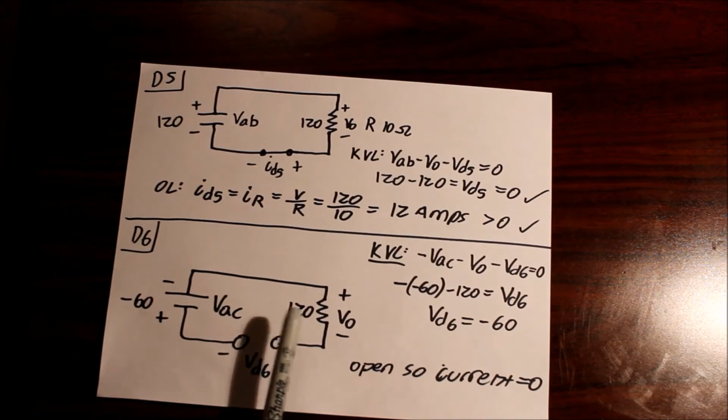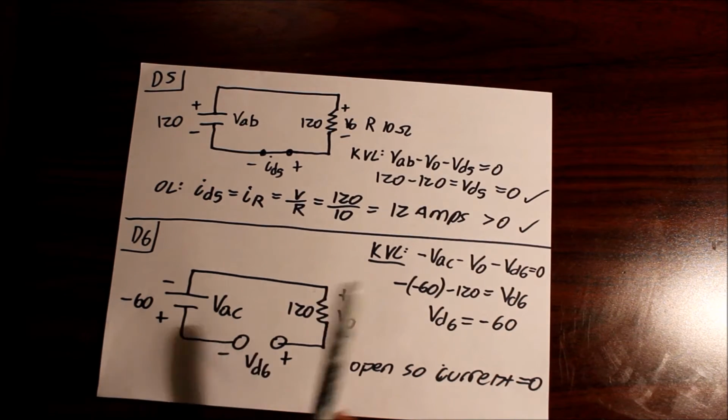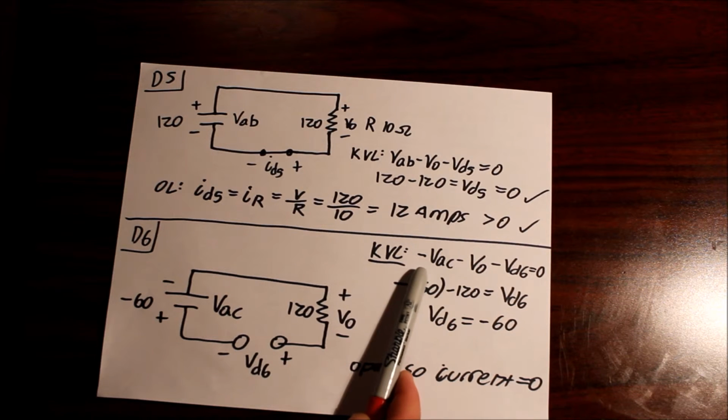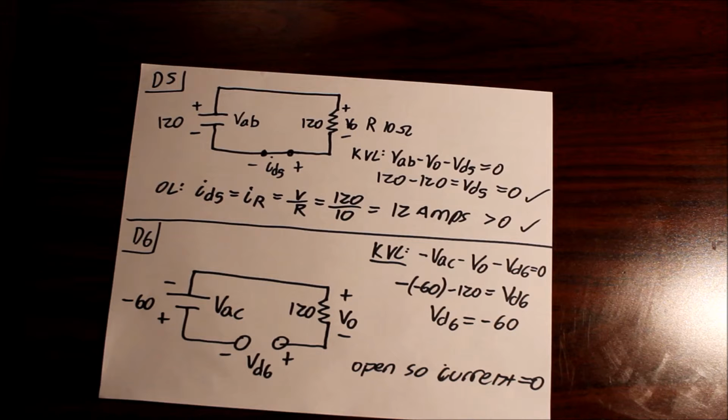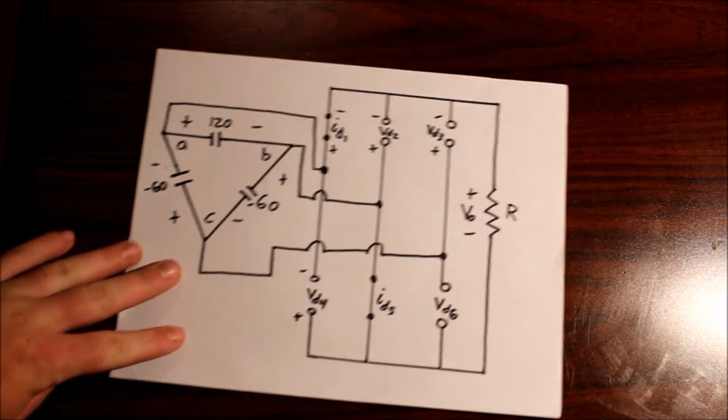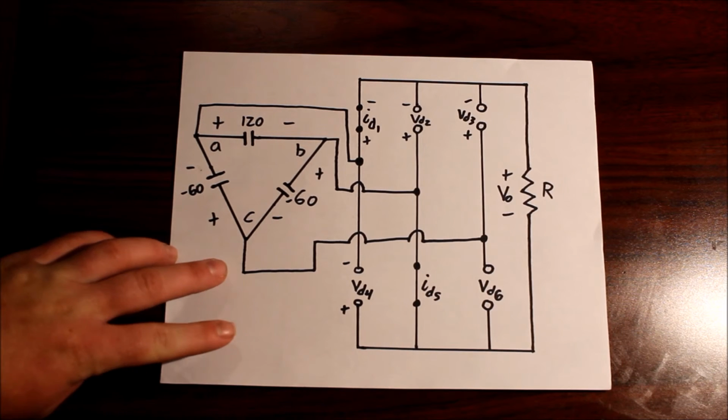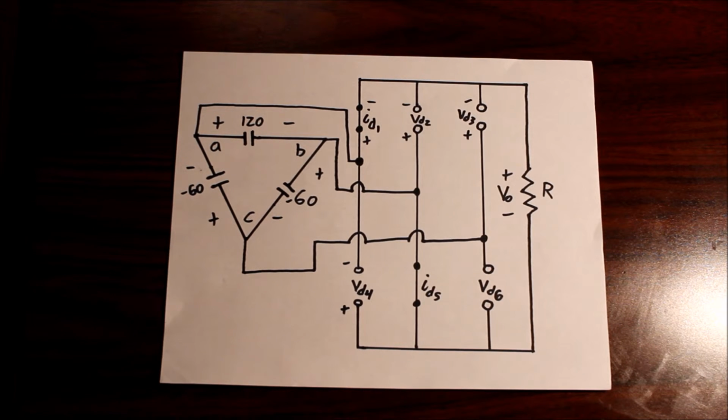So now we just need to finish up with number 6. Do a little KVL again. We have negative VAC minus V0 minus VD6 is equal to 0, leaving us with the voltage drop across diode 6 is equal to negative 60, which is less than 0. Good. Then because it is open, we know that the current is equal to 0. So we have proven that all of the diodes in this scenario meet the conditions.